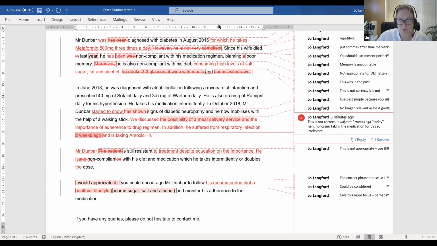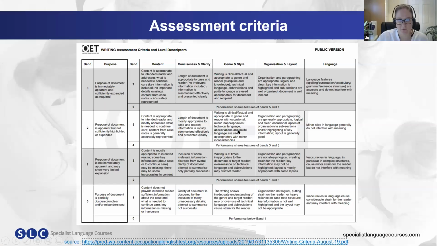Okay, so let's have a little look at how this student would do using the assessment criteria. So if I just show you the criteria, we'll make a few comments based on this. So this is the writing assessment criteria. You'll find it on the OET website. We've got the 6 different criteria. Purpose is out of 3, the others are out of 7.